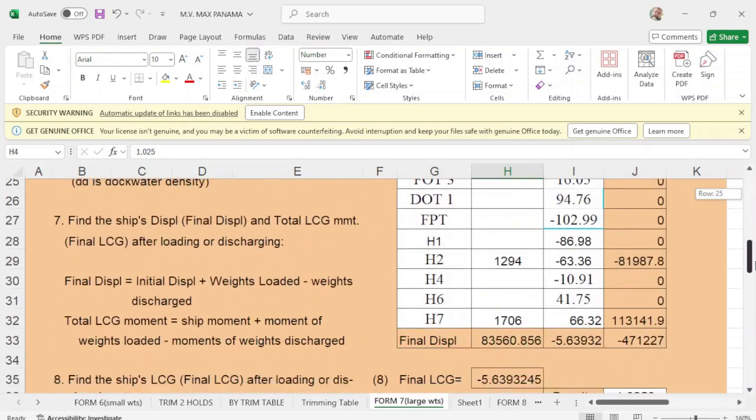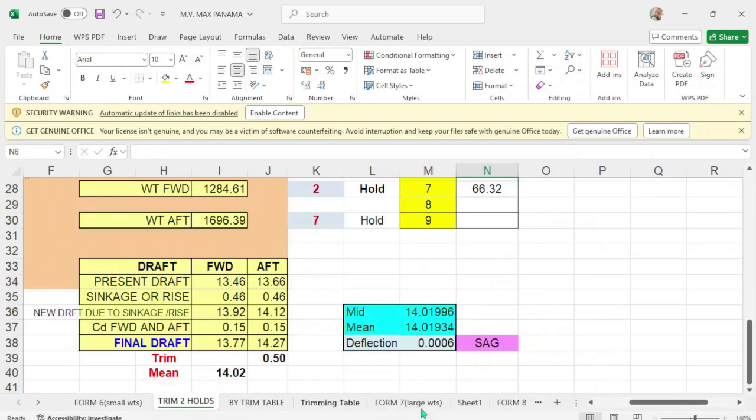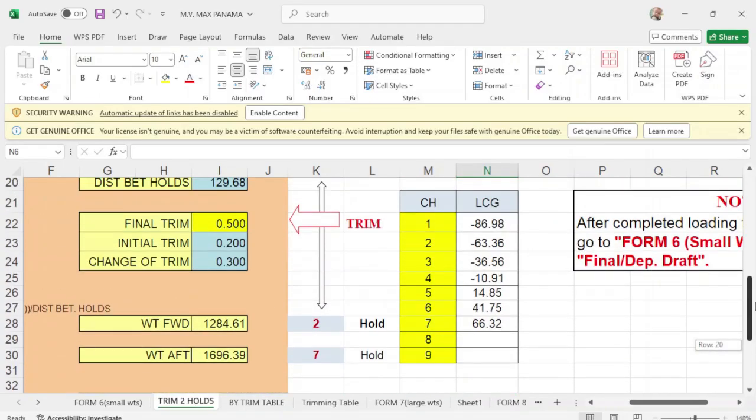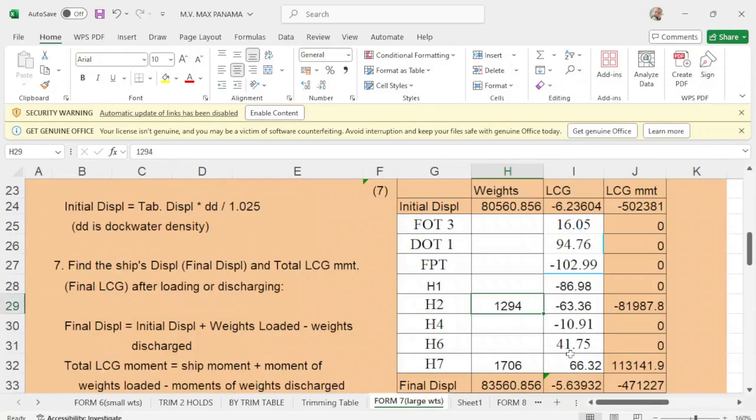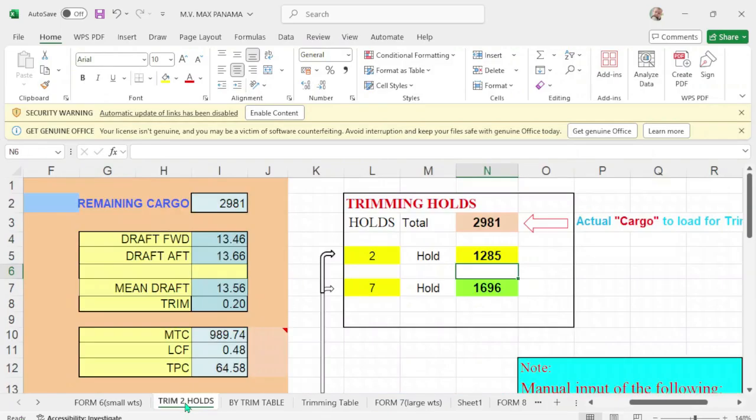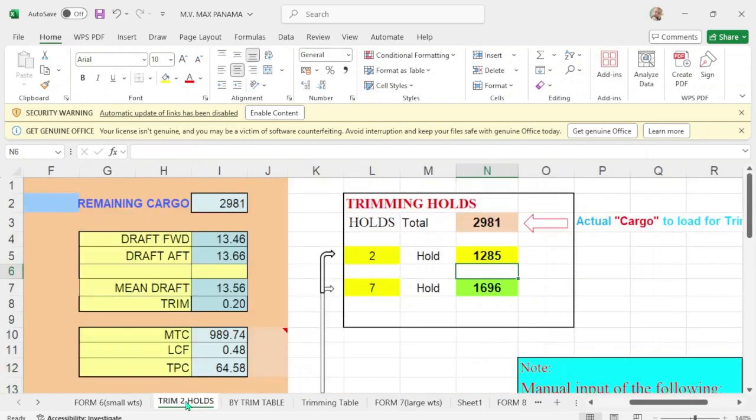Then you put now how much cargo you will load in number 2 and number 7. So according to our calculation, we will put in hold number 2 is 1285. So put here 1285, and number 7 hold will be 1696. So put here 1696. Okay, is that correct?